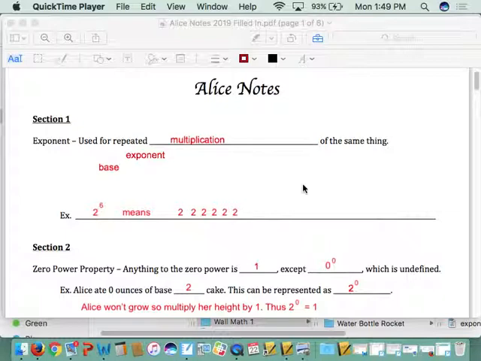In section 1, we can see here the definition of exponent. Exponents are used for repeated multiplication of the same thing. The large number is the base. Your superscript is the exponent. Your example, 2 to the 6th, means 2 times 2 times 2 times 2 times 2 times 2.